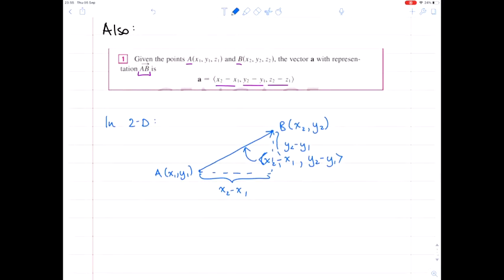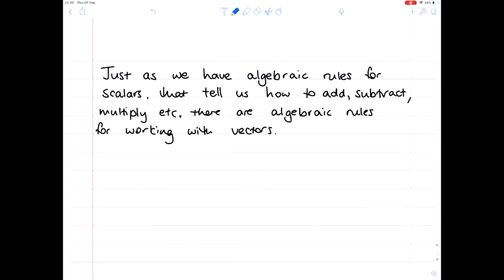But notice that once we've got our vector, which looks like this, it is a vector. It doesn't start or end at a particular point. So we could have the same vector going from point C to point D. Just as we have algebraic rules for scalars, which you've been using a lot, we have rules that tell us how to add, subtract, and multiply vectors. So we need to have a look at some of those.